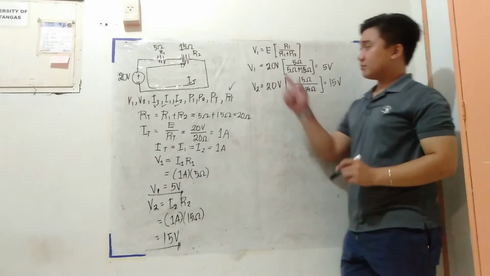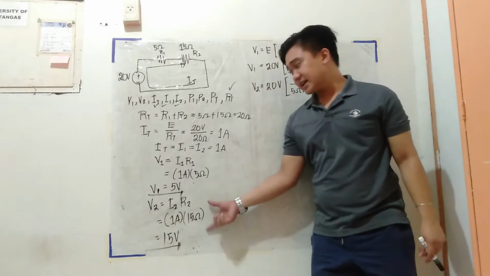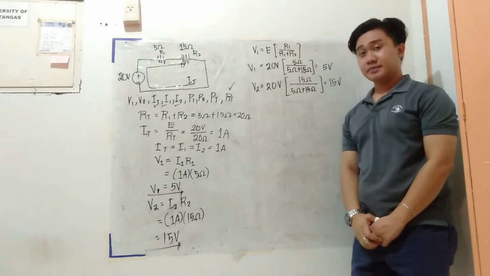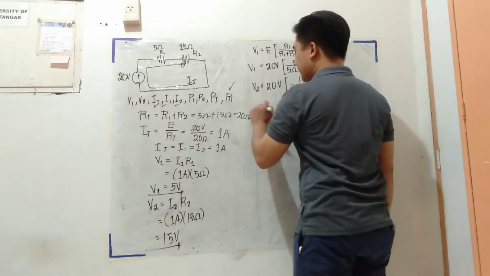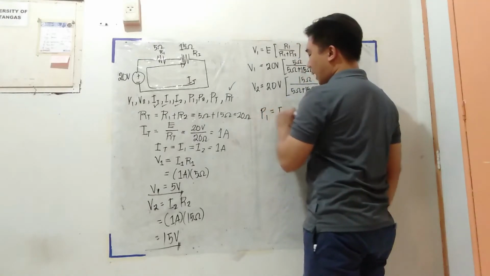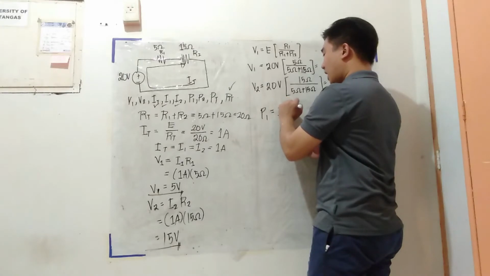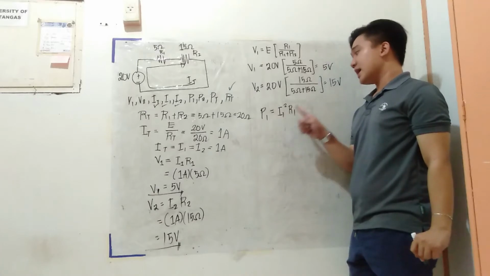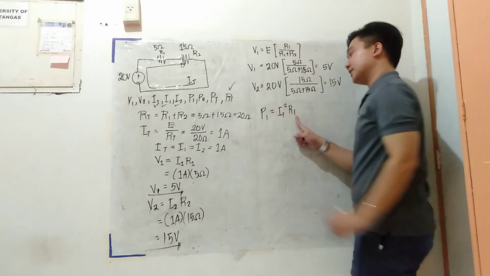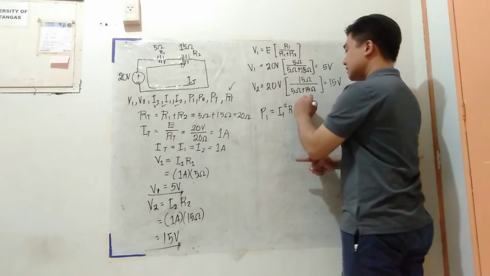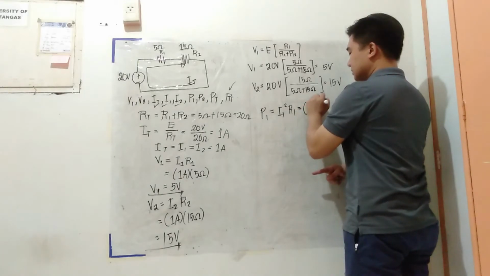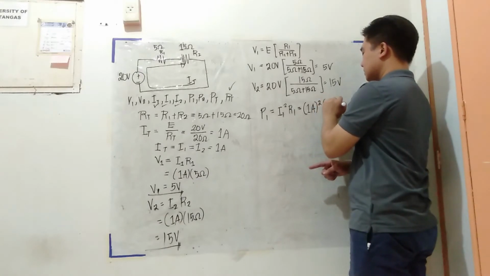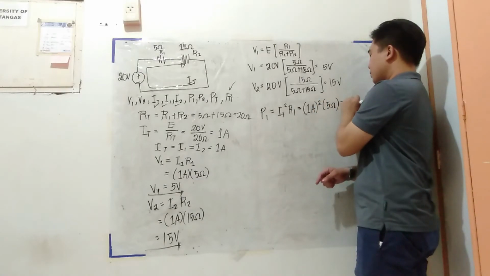So, you can do either. In this one, you still need the current. In this one, you no longer need the current. Okay? So, to find P1 naman, that is equal to I1 squared R1. Of course, for P1, you should use current I1 and resistor R1. Remember, I1 is equal to 1 ampere, so squared, times R1, which is 5 ohms. So, that is 5 watts.